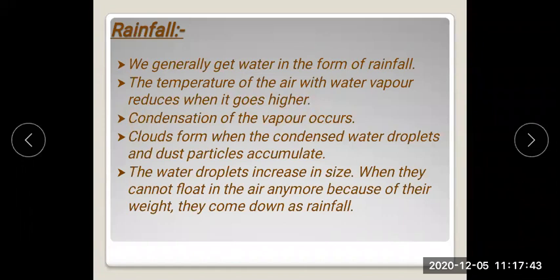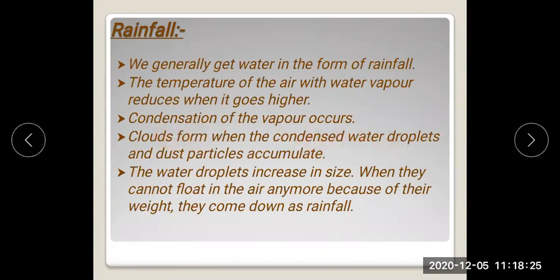Whenever there is a question regarding rainfall, just take a reminder and summarize the water cycle. Fix that image of the water cycle, students, and you will be able to write how the rain droplets form. Whenever the temperature of the air with water vapor reduces and it goes higher, the condensation of the water occurs. Clouds are formed there.